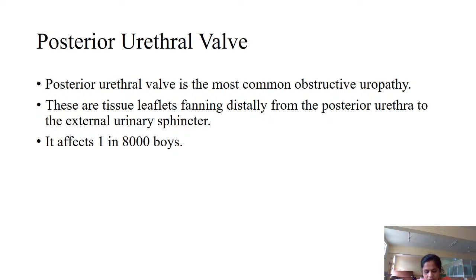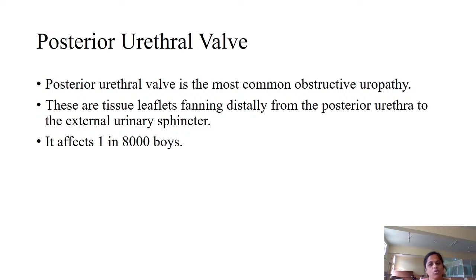So we come to the last discussion of the abdominal surgical conditions that we will be discussing. So basically, it is posterior urethral valve. I have taken one more condition that is common and presents even earlier in neonates, with respect to the kidney, urinary bladder and urethra.